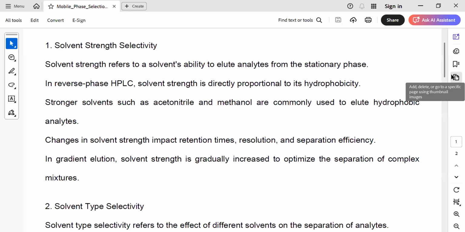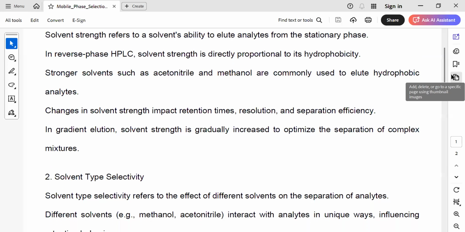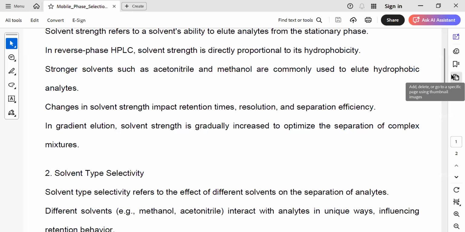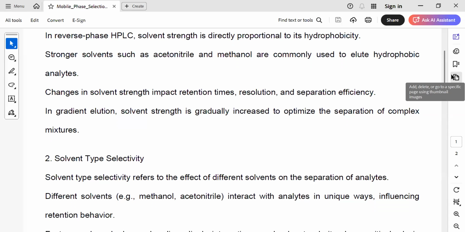the ability to elute analytes, that can pass through the stationary phase. The eluted analytes, analytes means samples, will pass through the stationary phase. Now in RP-HPLC, the solvent strength is directly proportional to hydrophobicity. The more the hydrophobicity, the more the solvent strength will be, directly proportional. Stronger solvents, for example acetonitrile and methanol, are commonly used to elute the hydrophobic analytes.